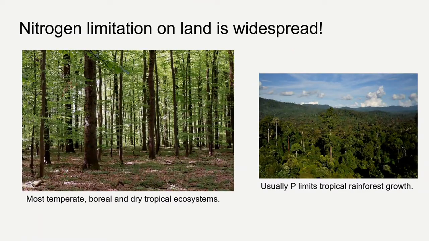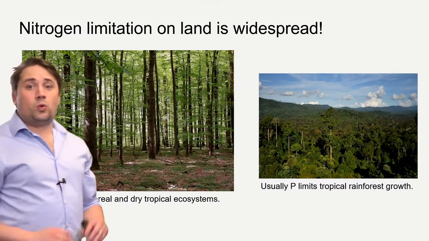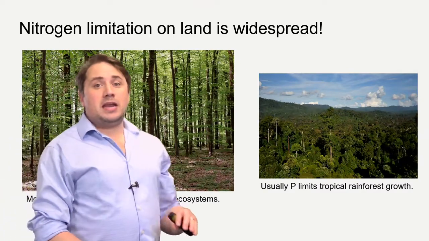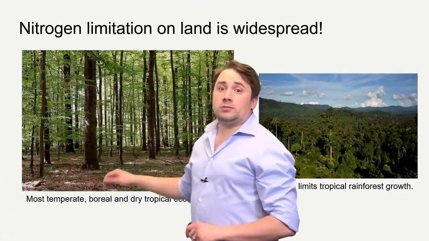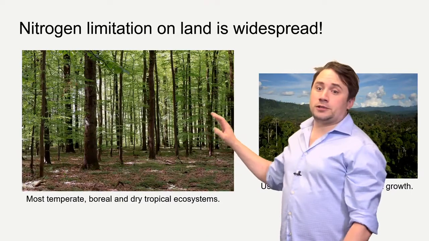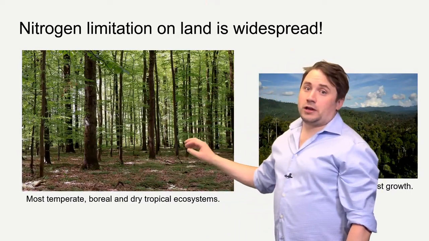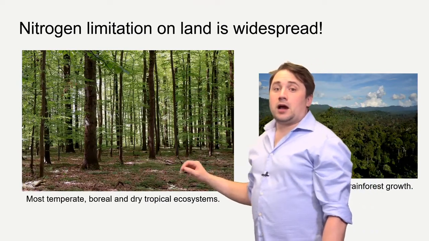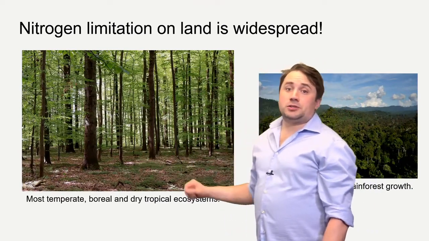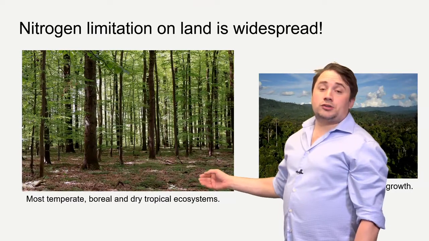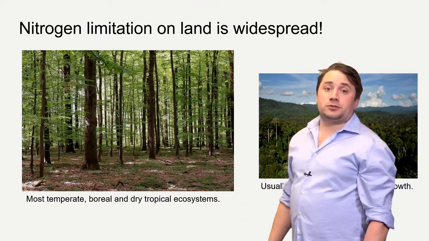So to get into this, nitrogen limitation on land is widespread. There are many biomes across the globe that are nitrogen limited. Most temperate forests are nitrogen limited, most boreal forests are nitrogen limited, grasslands tend to be nitrogen limited, and even dry tropical ecosystems also tend to be nitrogen limited.